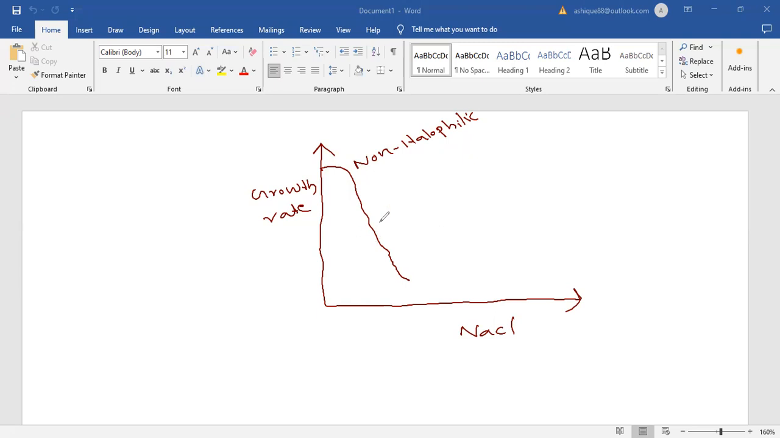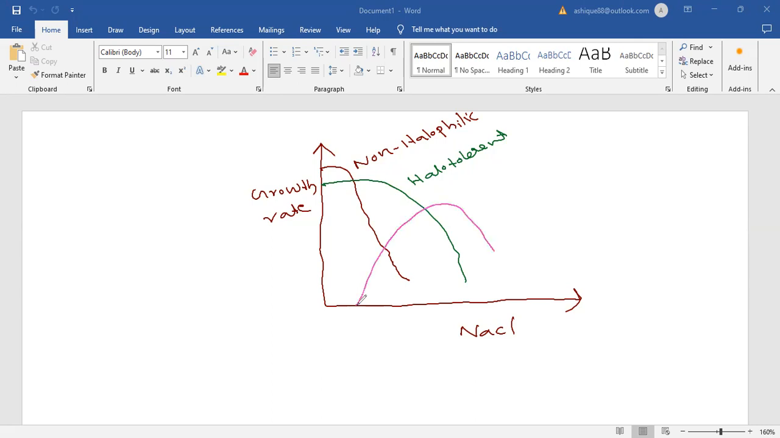Look at another one, the halotolerant organism. They will show a graph in this manner. Halotolerant organisms do not like salt conditions, but even so they will grow, or they can tolerate the salt condition up to a certain extent. That is a halotolerant organism.